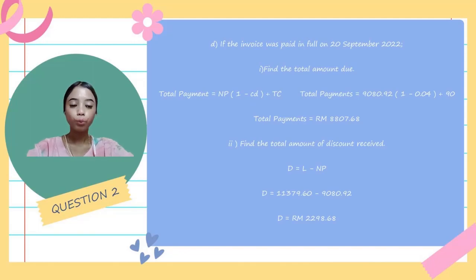For D2, find the total amount of discount received. For this question, we use the formula D equals L minus NP. D equals RM11,379.60 minus RM9,080.92. So the total is RM2,268.68.